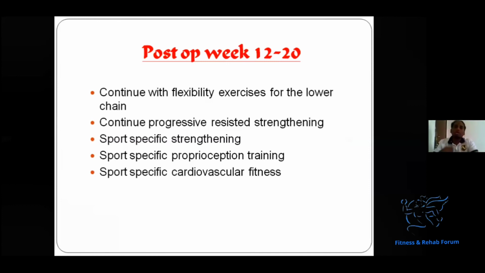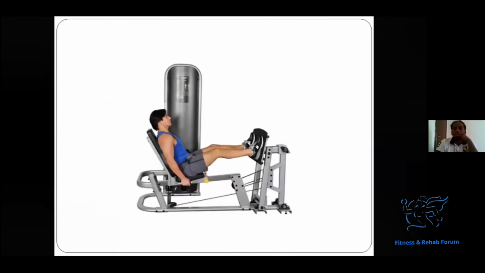And if he's a bowler, he has to start more of thrower strength exercises, which are good for rotator cuff strengthening. And sport-specific proprioception: if he's a right-arm bowler, he has to start with more proprioception for his left leg. And sport-specific cardiovascular fitness, as I said, depends upon the sport; you have to give them the training schedule. This phase is the right time to start full-fledged fitness with proper physiotherapy training.